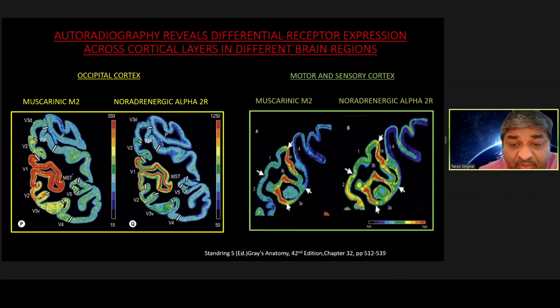In terms of neurochemistry, different neurotransmitter receptors or transporters are expressed in different layers of the brain in a different fashion based on their location. For example, here, the noradrenergic alpha-2 receptor is localized more to the middle layers of the cortex in the occipital cortex, but is more diffusely present in the motor and sensory cortex. And understanding this variability and then applying it to individuals using higher resolution techniques would be highly helpful.